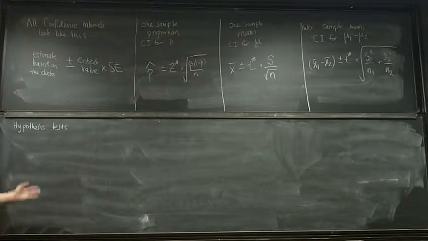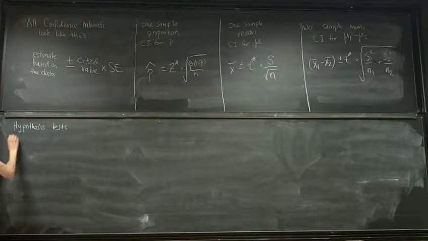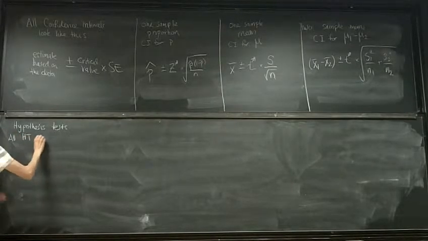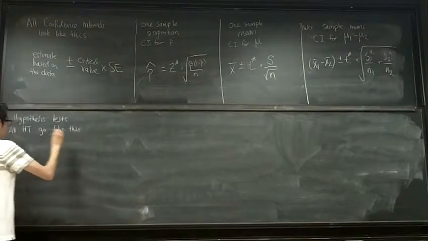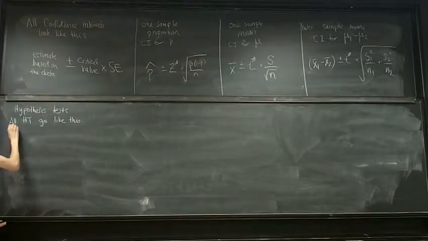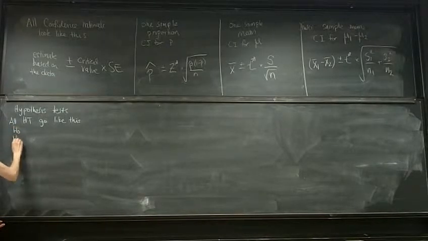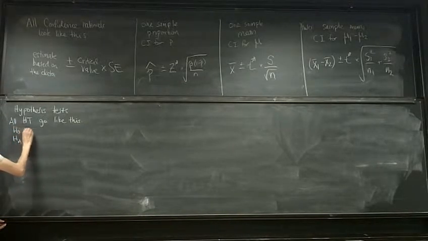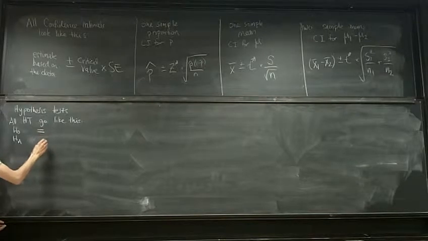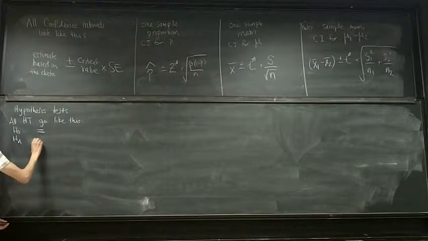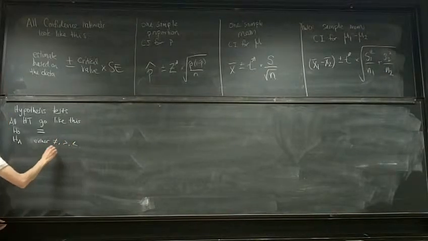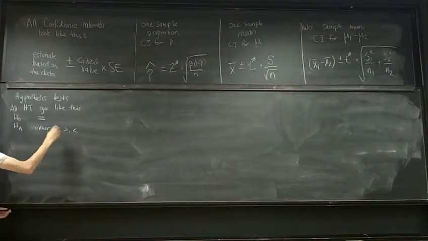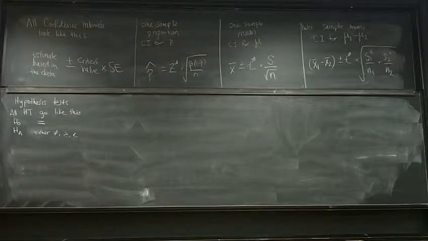So we got hypothesis tests. All hypothesis tests go like this. You have a null hypothesis and an alternative. The null always has an equal sign in it, and then the alternative will either have not equal, greater than, or less than. If it's not equal to, then you double your ending thing.